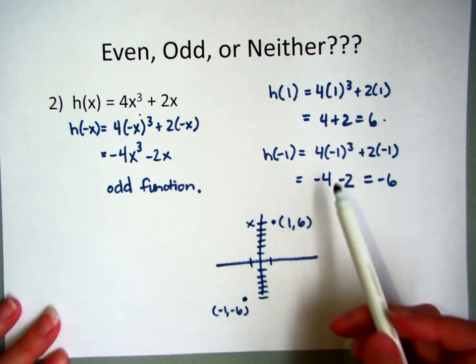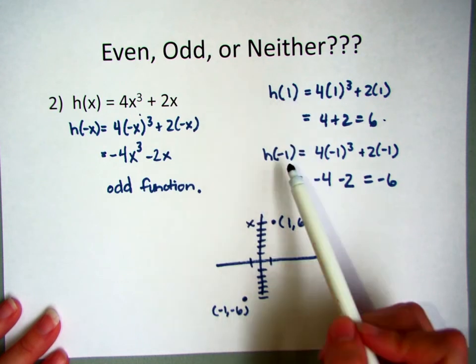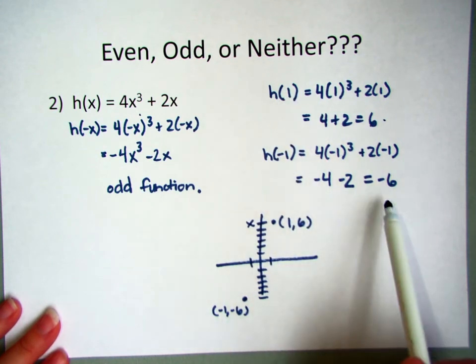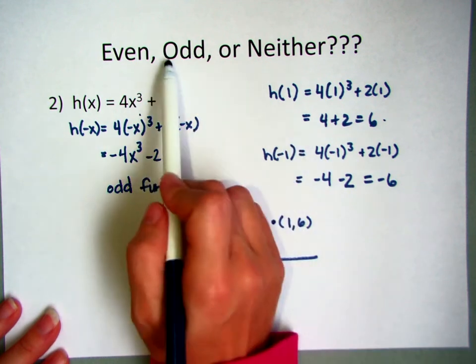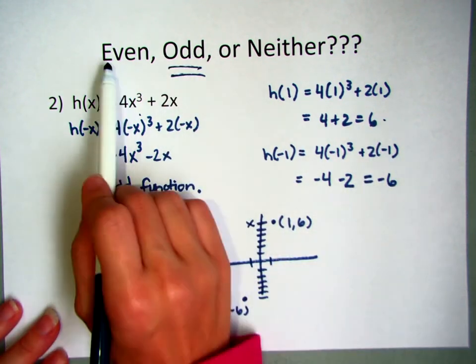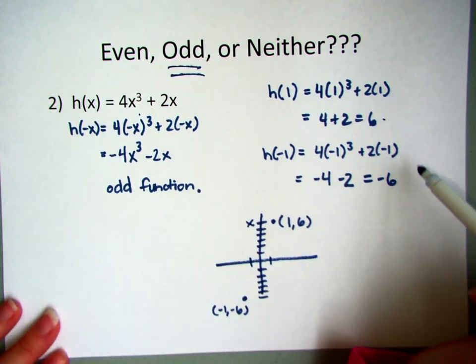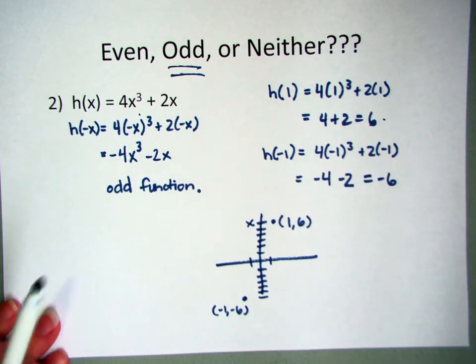So odd function, when you plug in a number and then you plug in its opposite, everything turns out opposite in the function. That's what makes it odd. If you plug it in and you get 6 and 6 here, then you're dealing with even. And then if you get two different numbers, let's say like 6 and 8, then it's going to be neither odd nor even.